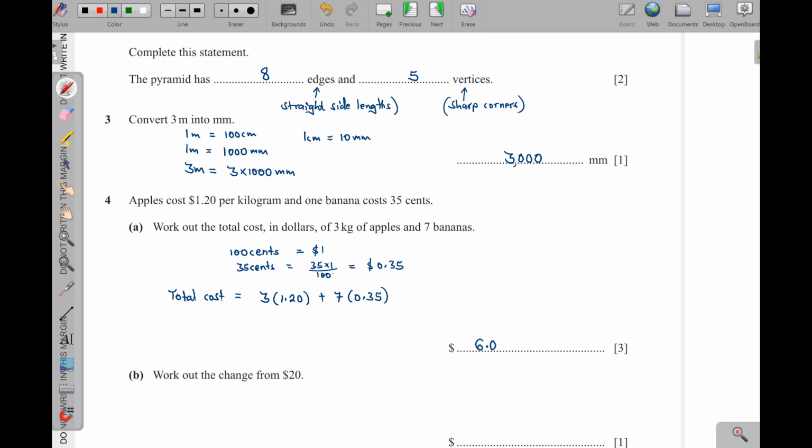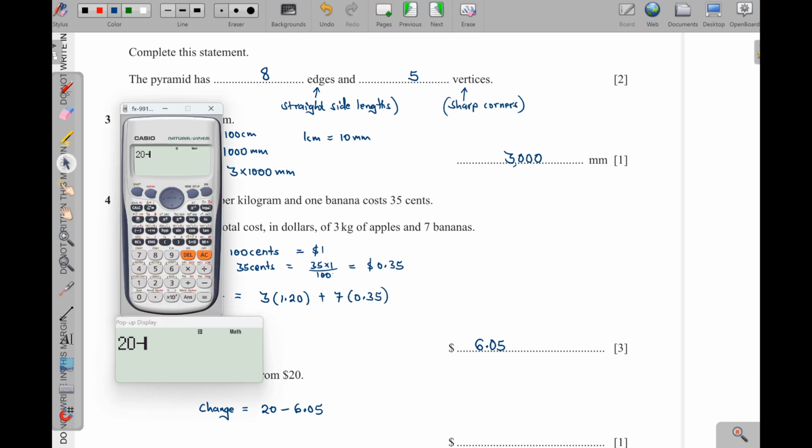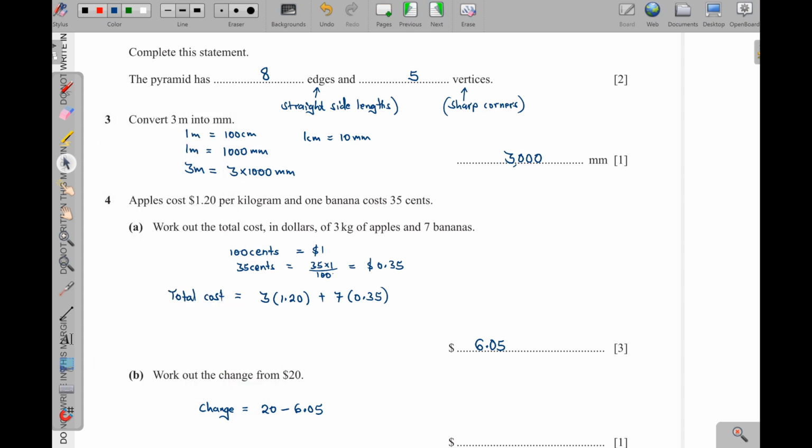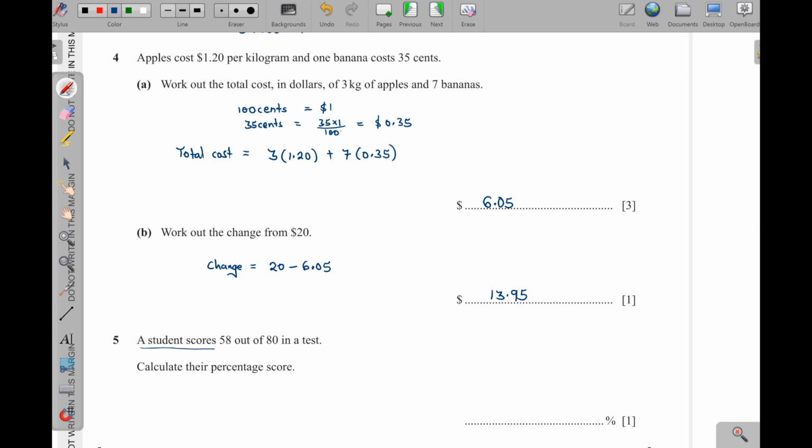6.05. Then part B, work out the change from $20. So the change is going to be, you get this $20, then minus the 6.05. So what do we get here? 20 minus 6.05. And we get our answer as 13.95. Question 5. A student scores 58 out of 80 in a test.